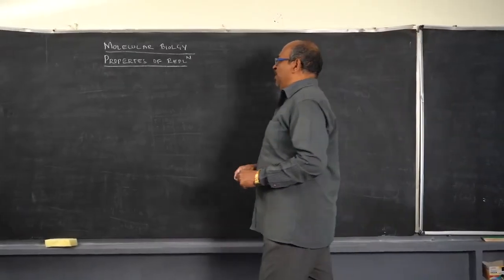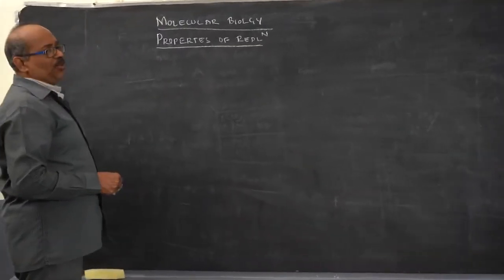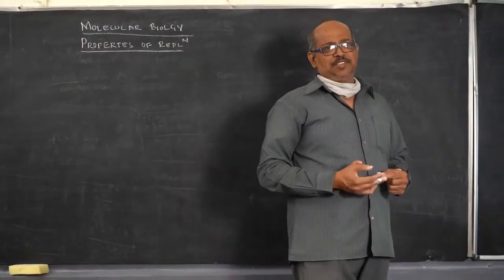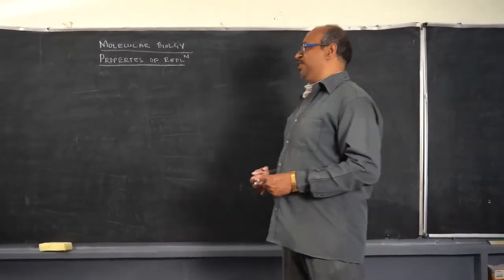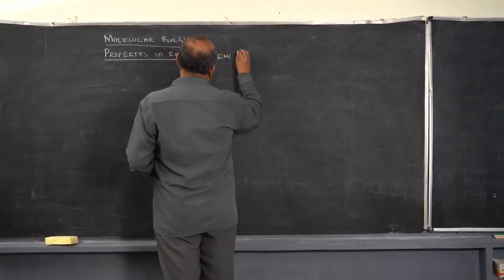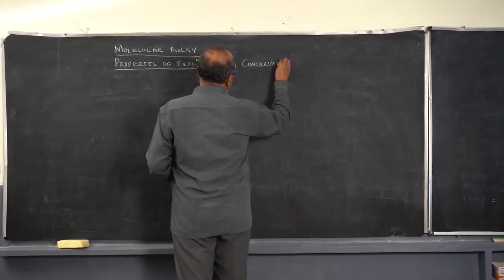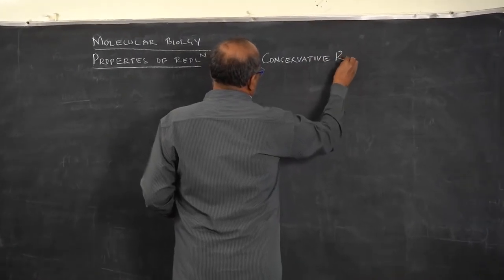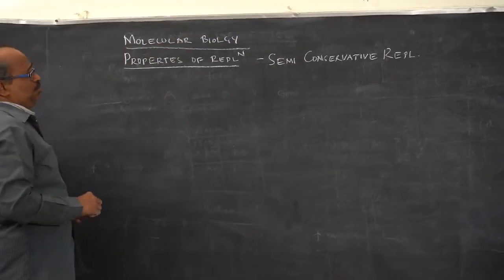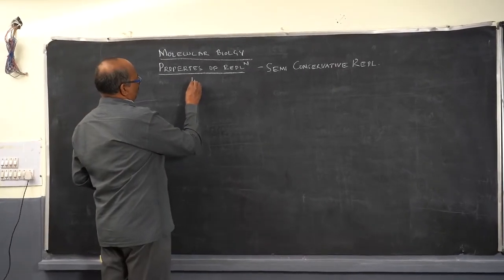So the topic that we are looking at here is a molecular biology topic, and what we will be looking at is the properties of replication. Within that, a very specific aspect of replication, what we call semi-conservative replication. So the idea of semi-conservative replication was given by Watson.